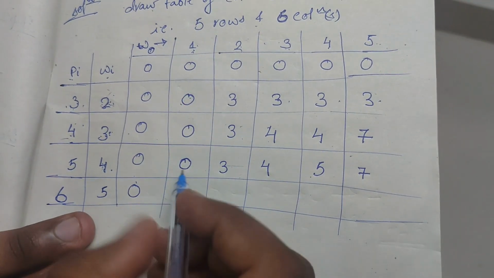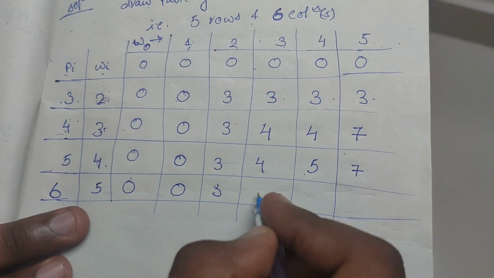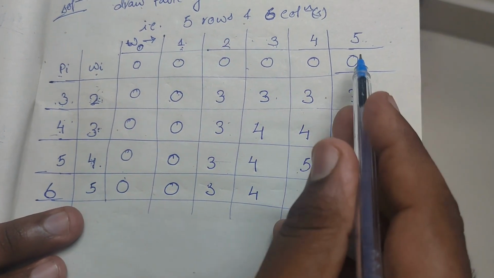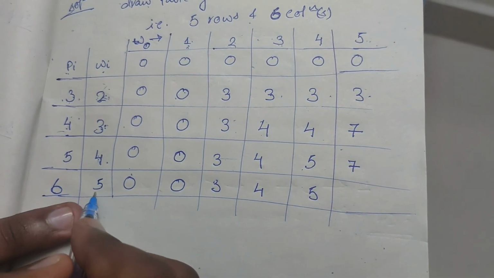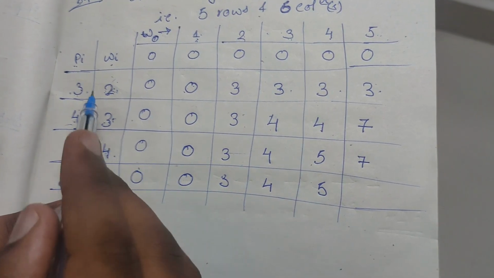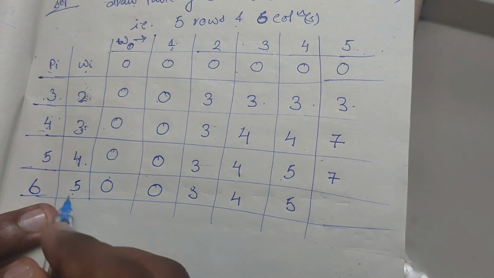Now again here 0, here 3, here 4, 5. Now the capacity is 5, this object's weight is 5 and profit is 6. But if you take 2 and 3, your profit will be 7. So you will take 2 and 3, you will not take 5.